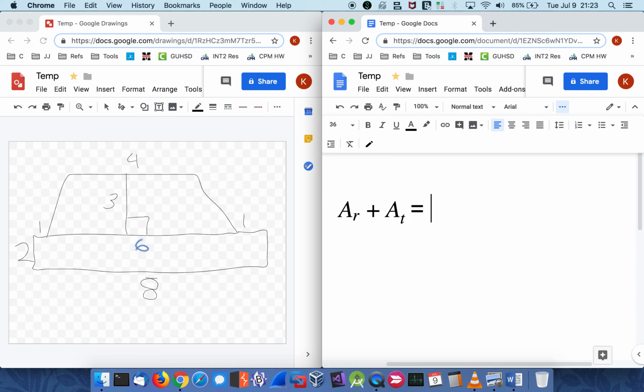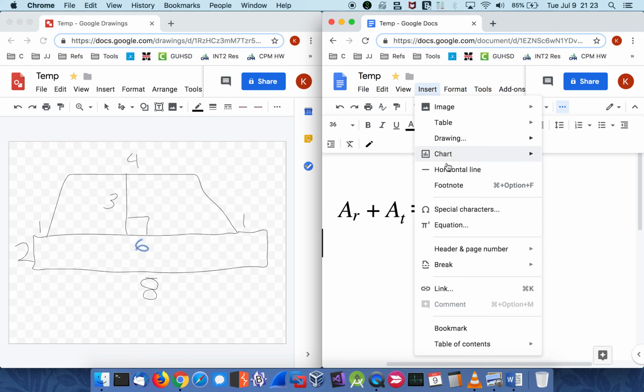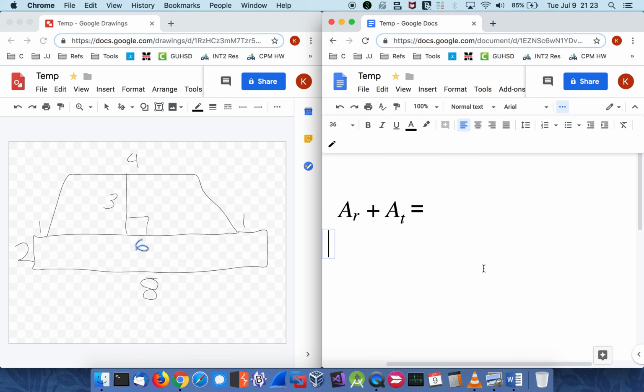Okay, so now what does that equal? So the area of the rectangle is 2 times 8, right? So this side times this side. That's the area of the rectangle. And then to that, we want to add, hopefully you remember our equation for the area of a trapezoid.